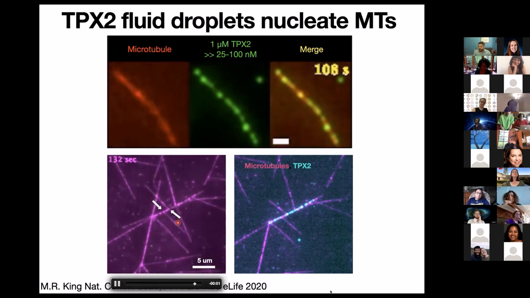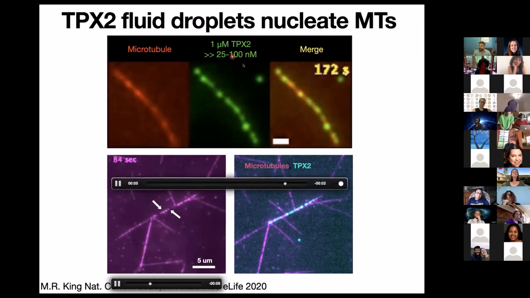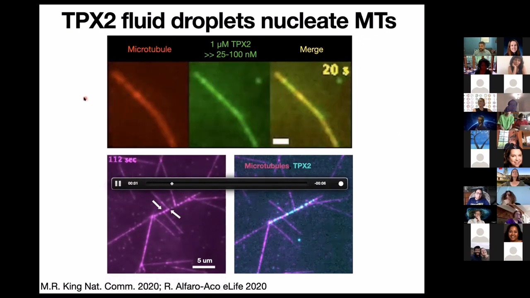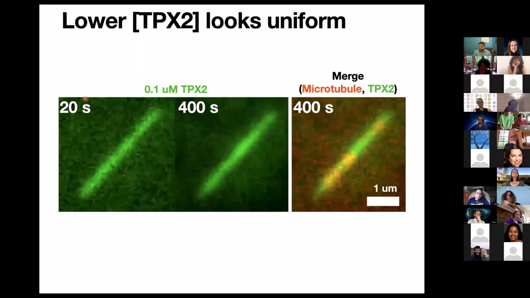What about physiological concentrations, which are much, much lower for this TPX2? Okay, orders of magnitude lower. Well, when you do that, what you see is that the TPX2 looks uniform along the microtubule. You don't see droplets anymore. Okay, so sad. We don't have our liquid-liquid phase separation phenomenon anymore. But what if it's making droplets that are just too small to see with fluorescence microscopy?